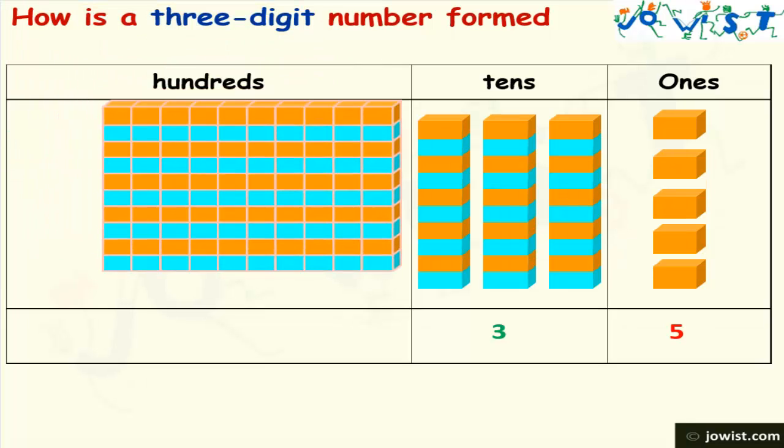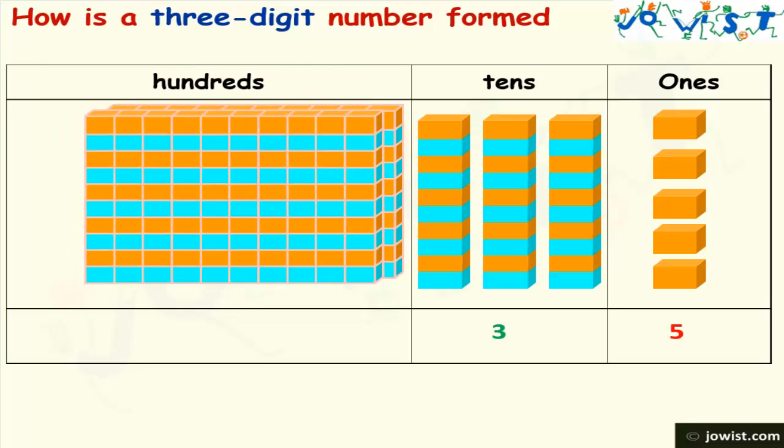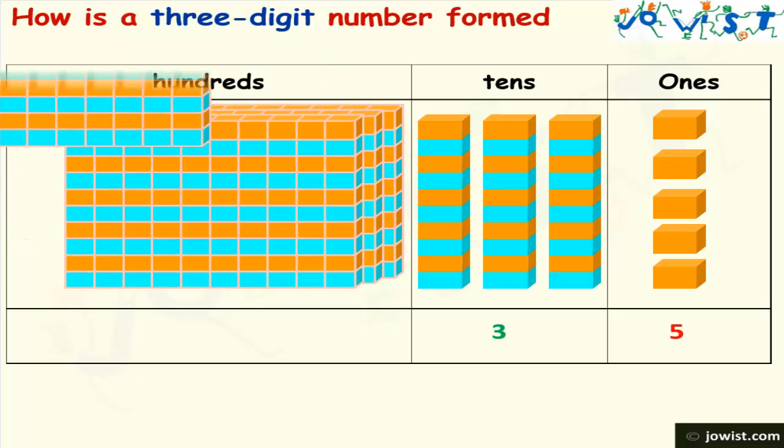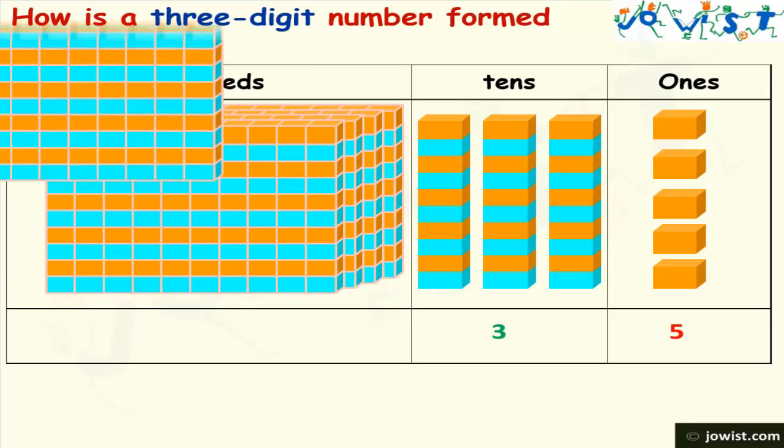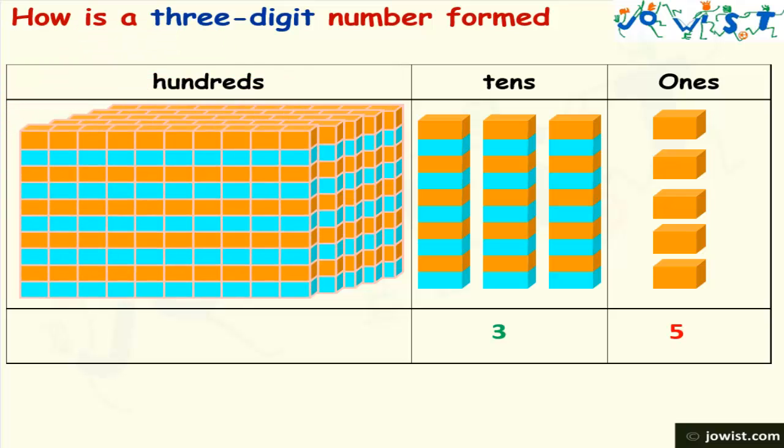And we have 1, 2, 3, 4 and 5. We have 5 hundreds. So we will write 5 in the hundreds column. Adding it together, we have 500 plus 30 plus 5. A total of 535.